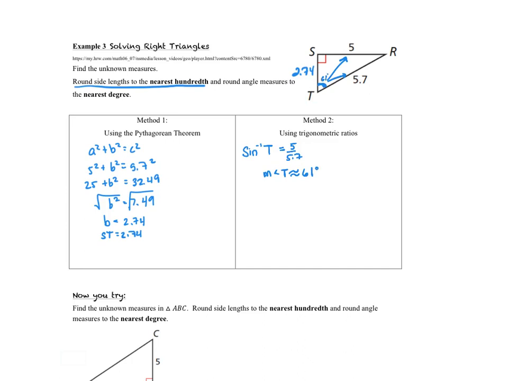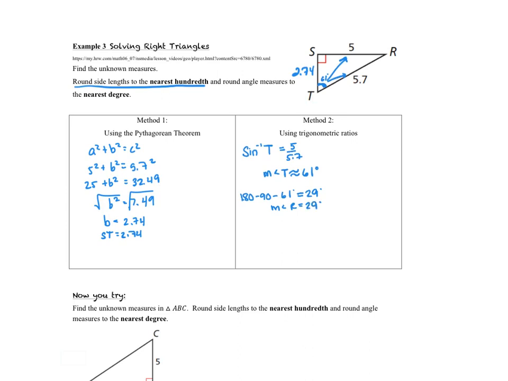So I have two options now. I can use the triangle sum theorem, which states that all of the measures of the angles of a triangle add to 180. And so I can subtract, and I get about 29 degrees because I had rounded the 61. So measure of angle R is equal to 29 degrees.